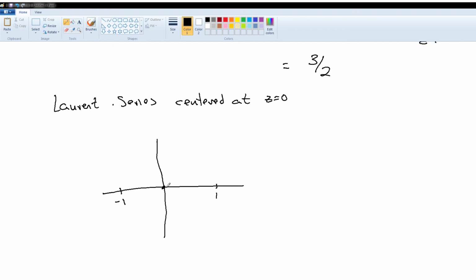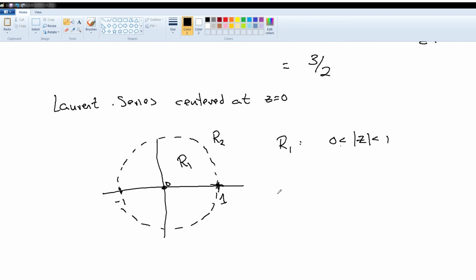If I center my Laurent series at the origin, I'll have two regions. I can find the Laurent series for the annular region up to the first singularity. So starting at 0, when you go out, you get a disk of radius 1 until you reach your first singularity at 1 or negative 1. Doesn't matter which one. So region 1 consists of all the complex numbers whose distance from the origin is greater than 0 and less than 1. And of course there's a region that's outside this unit disk, region 2.